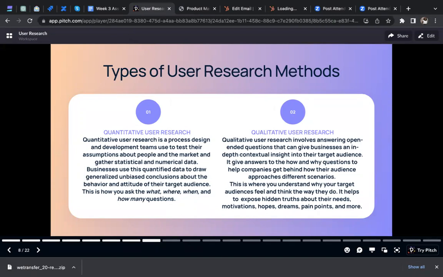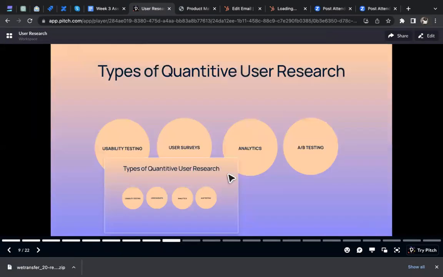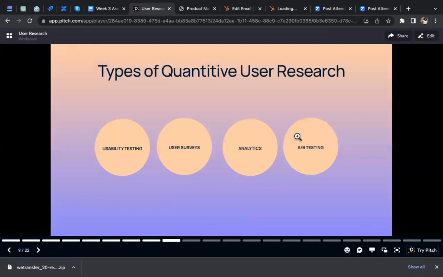Qualitative user research is where you understand your target audience and feel and think the way they do. It helps you expose hidden truths about their needs, their motivations, their hopes, their dreams, their pain points, and more. So now, types of quantitative user research.